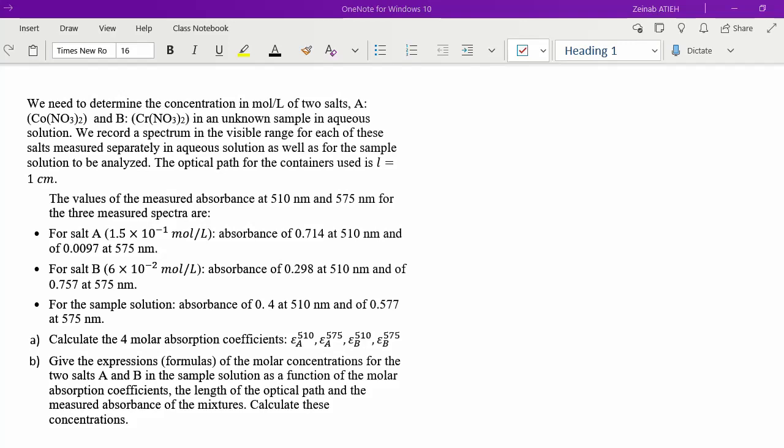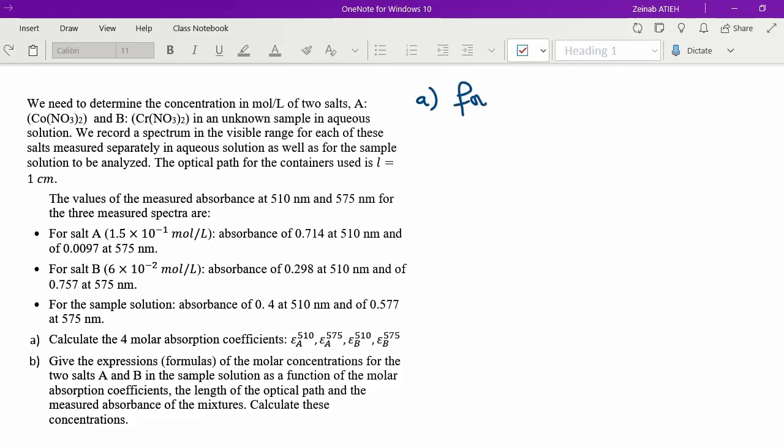Okay, so we can use these molar absorption coefficients when we find them to deduce later the concentrations of A and B in the sample solution. So let's first start finding epsilon A at 510. So this is part A, using for sure the Beer-Lambert law.